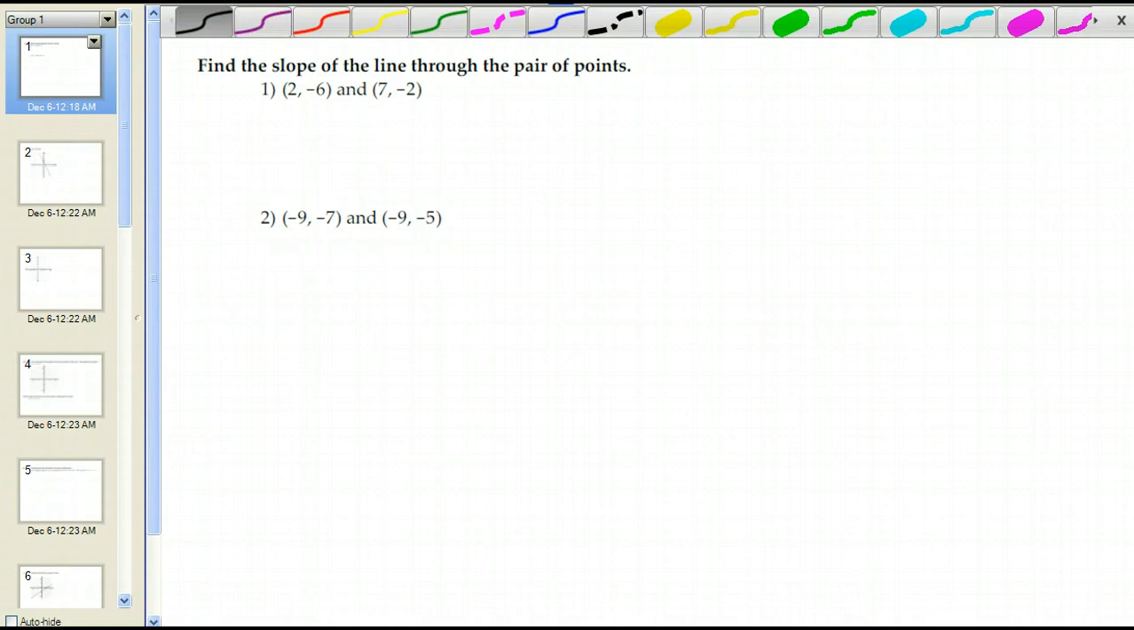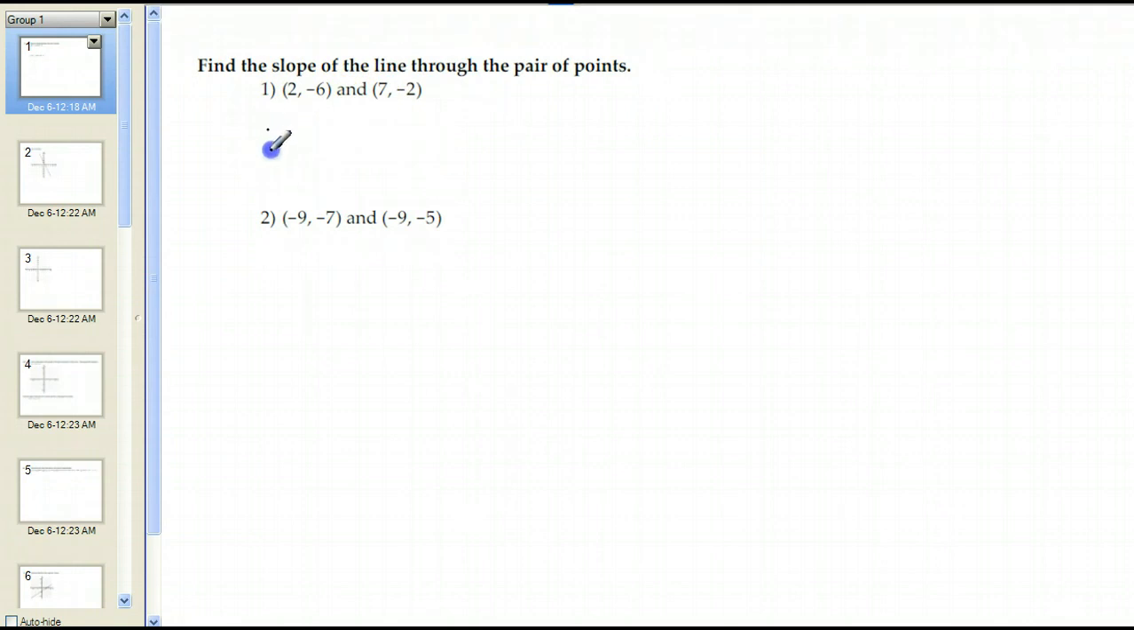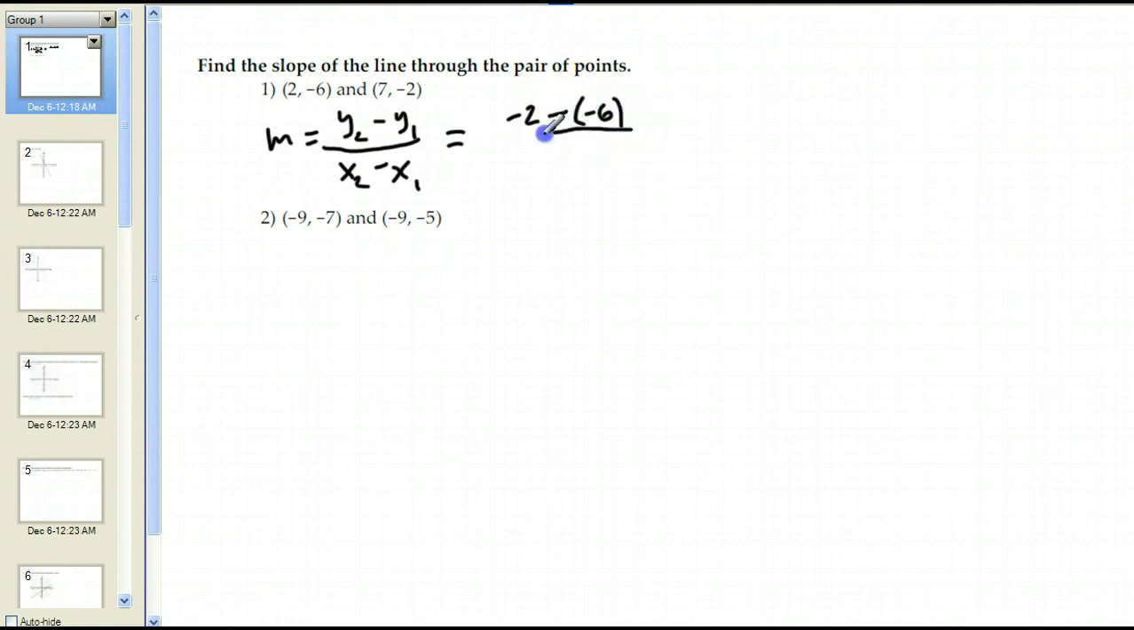Alright, find the slope through the pair of points. You can use the slope formula. M equals y2 minus y1 over x2 minus x1. Alright, y2, either one you can call y2, it doesn't matter. I'll call that second one y2, minus from this a negative 6. Okay, don't forget it's a minus a negative, don't forget to put that second negative.